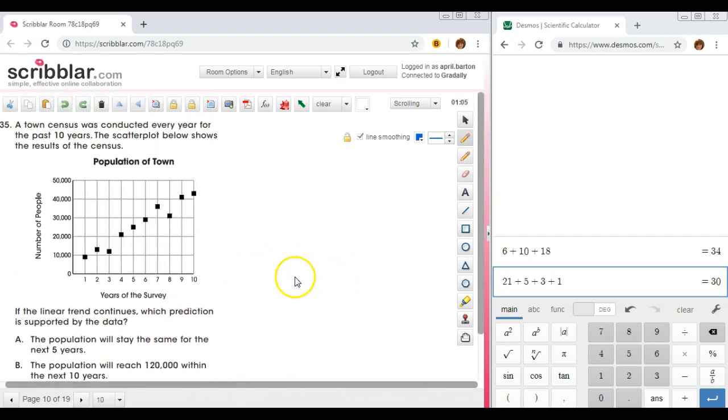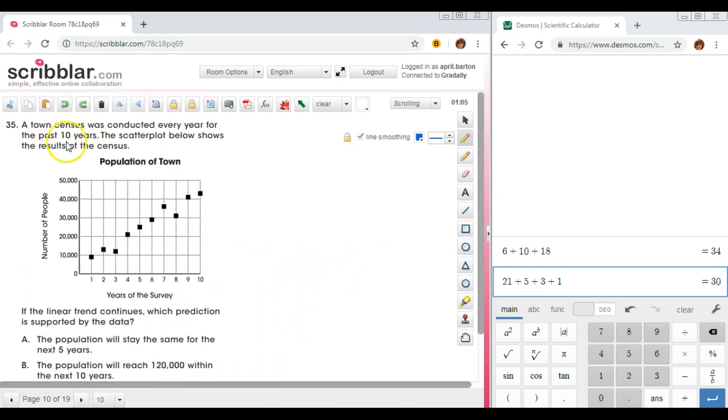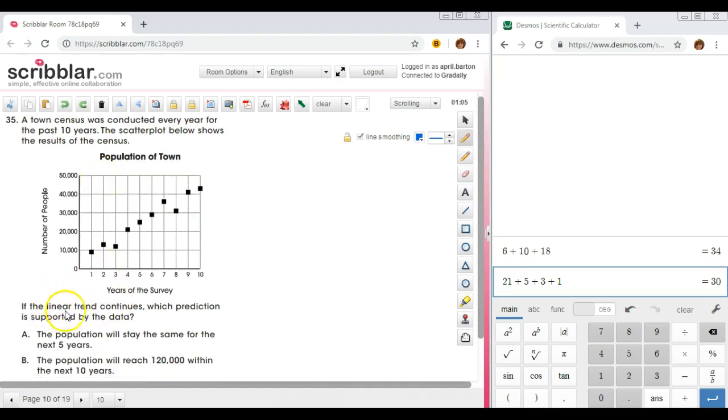Okay, question 35. A town census was conducted every year for the past 10 years. The scatter plot below shows the result of the census. If the linear trend continues, which prediction is supported by the data? So when they say linear trend, what they're saying is if we put a line that's basically in the middle of all those dots, what's going to happen as we keep going? If we kept extending this table out, what's going to happen?